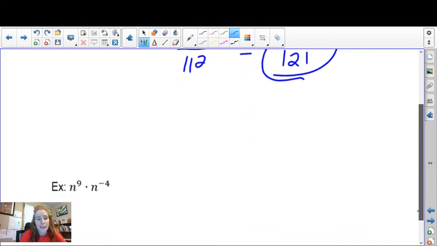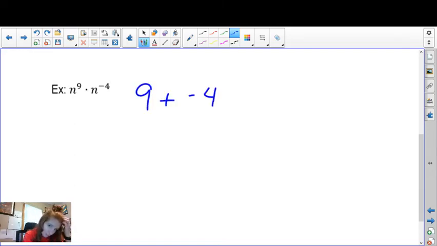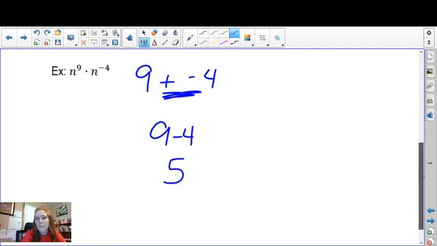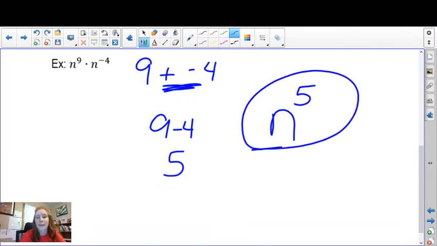And then I have another problem, because we need extra help. So I see I'm multiplying here, so I take my exponents and I add them. So I have 9 plus -4, but I have a sign battle here. The negative one's out, so I have 9 minus 4, and that's 5. But that 5 is not just my answer. That 5 is the exponent to the base of n. And since it's a letter or variable, I can't change it anymore. So it's just n to the 5th.